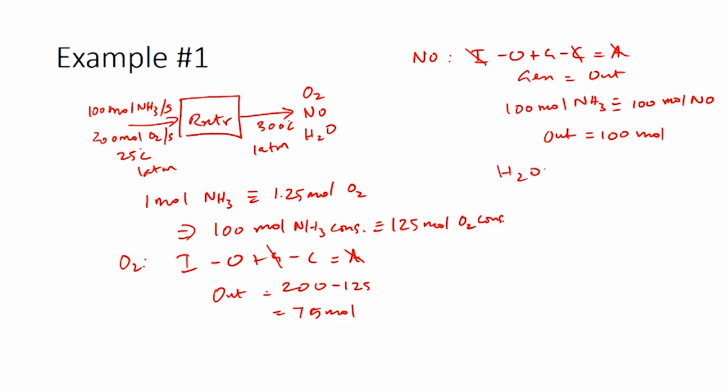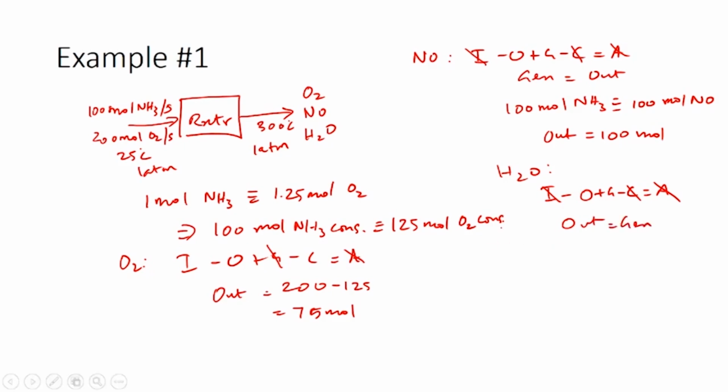And similarly we can calculate for water. So, we have seen that for every mole of ammonia consumed, 1.5 moles of water is formed. So, we can write the general material balance equation as input minus output plus generation minus consumption equals accumulation. Accumulation goes to 0 at steady state, consumption will go to 0 because it is a product, and input goes to 0 because you do not have any feed of water. So, you would end up with output equals generation.